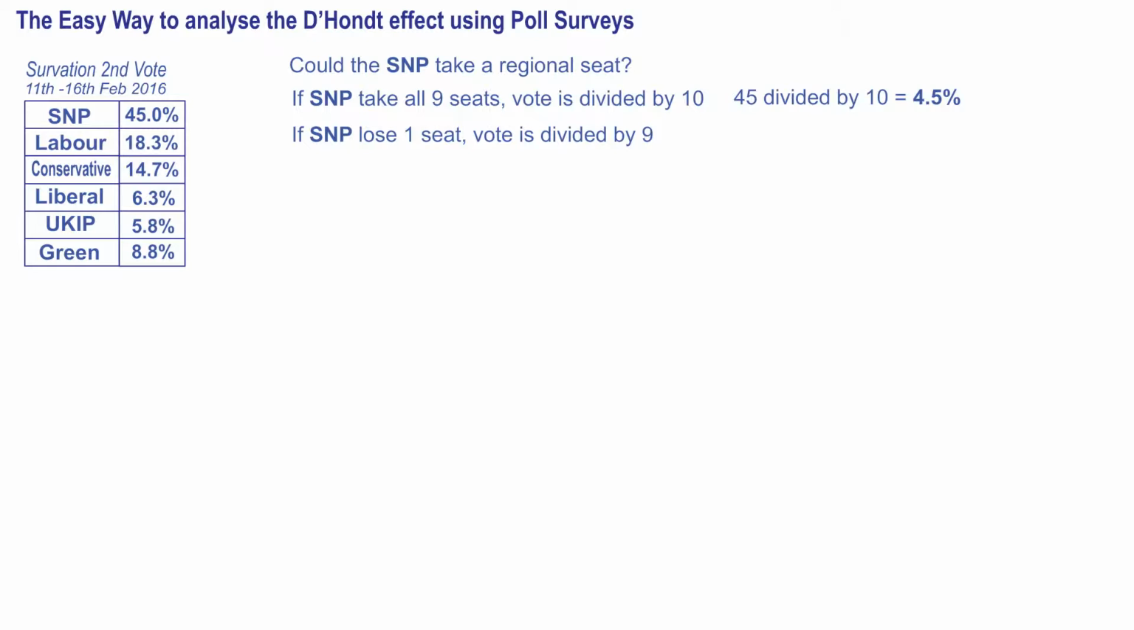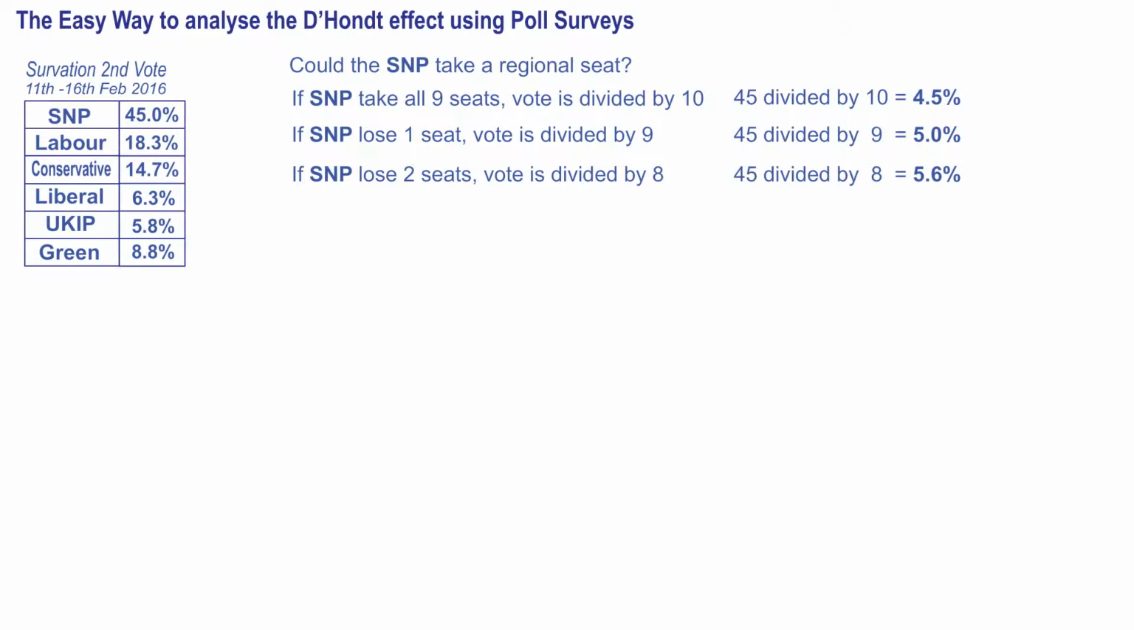If the SNP lost 1 seat, the regional vote would be divided by 8 constituency seats plus 1. 45 divided by 9 equals 5, which would still be too low. If the SNP lost 2 seats, the regional vote would be divided by 7 constituency seats plus 1. 45 divided by 8 equals about 5.6, which could be enough.